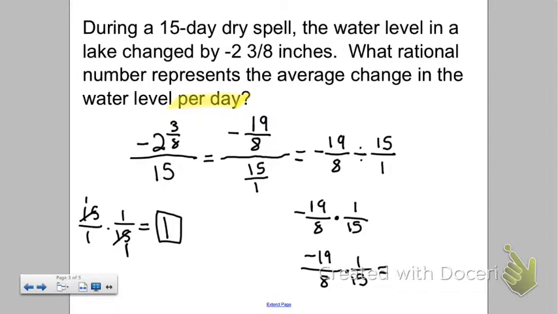This gives me negative 19 times 1 is negative 19. 8 times 15 is equal to 120. There are no numbers that go into 19 and 120, so I can just leave my answer as negative 19 over 120 inches.